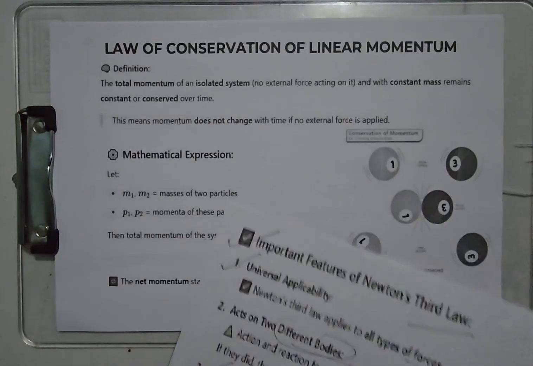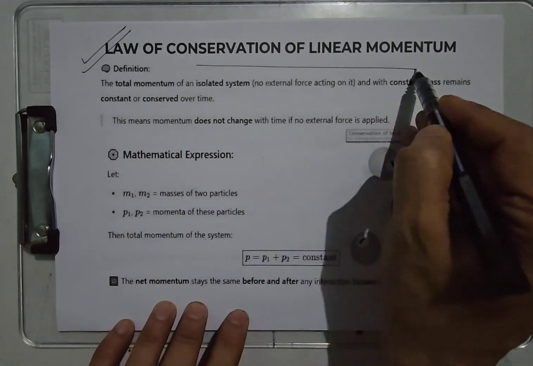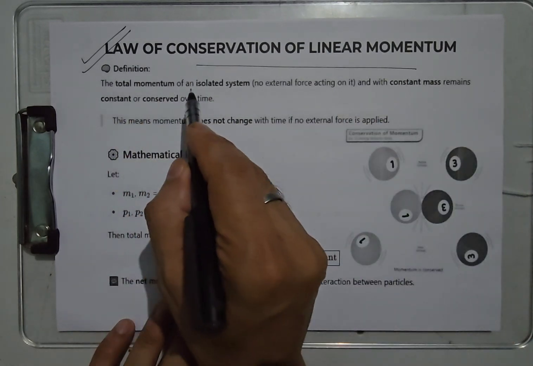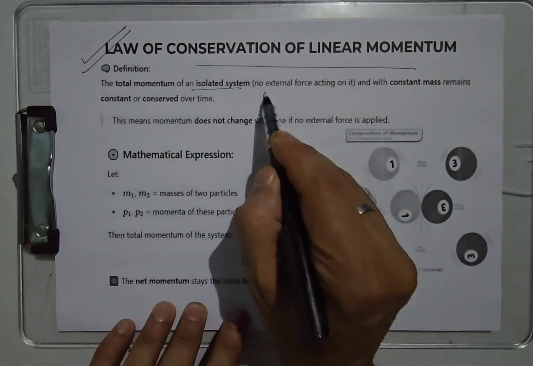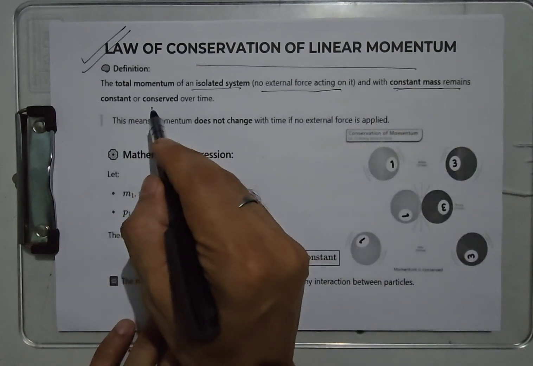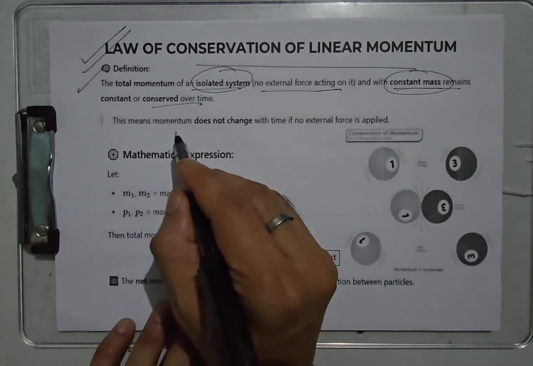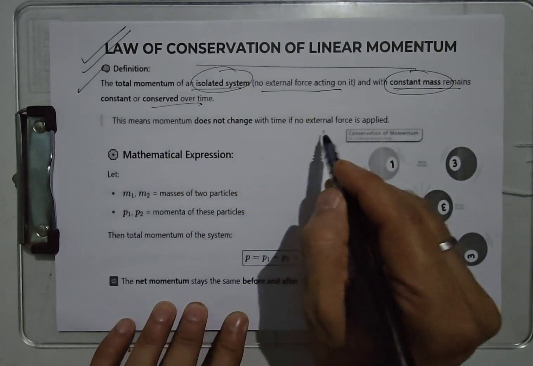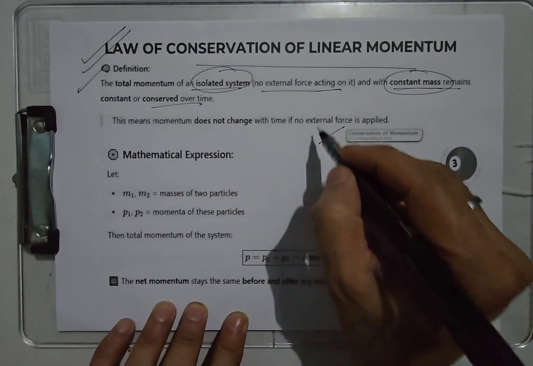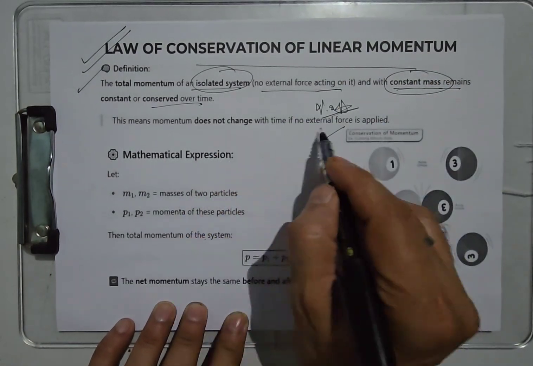Okay, now see, the law of conservation of linear momentum. The law of conservation of momentum means the total momentum of an isolated system, meaning no external force acting on it, and with constant mass, mind you, remains constant or conserved over time. So there are two important things: one is constant mass, and the other is an isolated system. This means momentum does not change with time if no external force is applied. This is a very important thing. The law of conservation of momentum is valid if there is no external force applied.